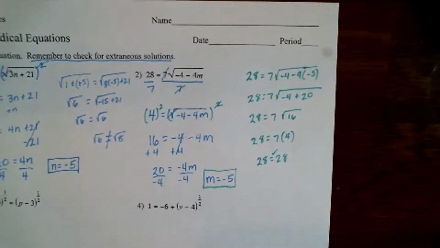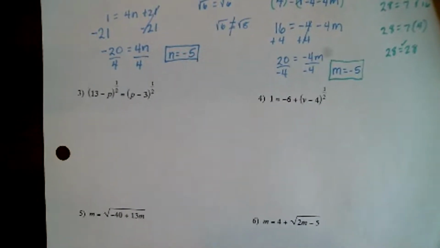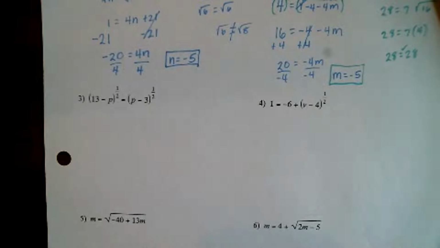Okay, jumping down to number 3. Look at number 3. How about it, Christina? This looks a little bit different, but what would you do here first? A couple different options you can go about this one. What would you do first, Christina? Just type. You can type it in.